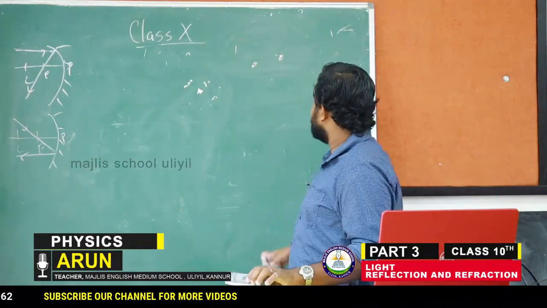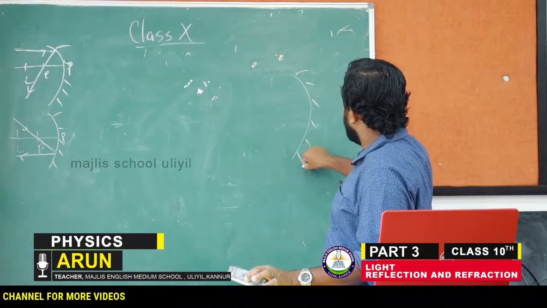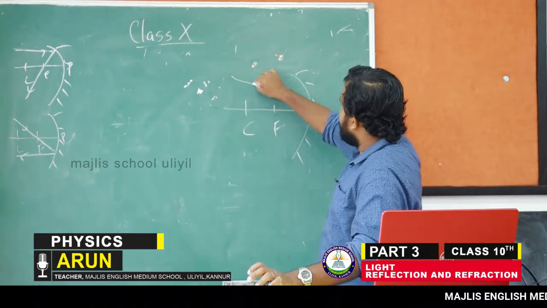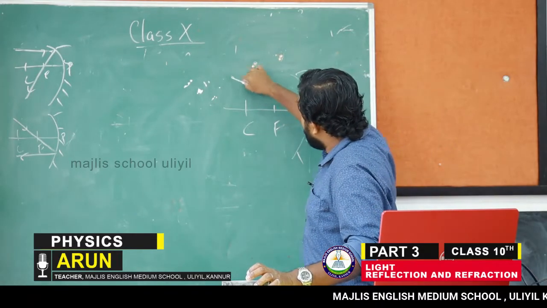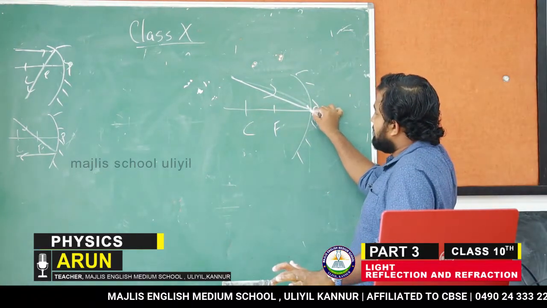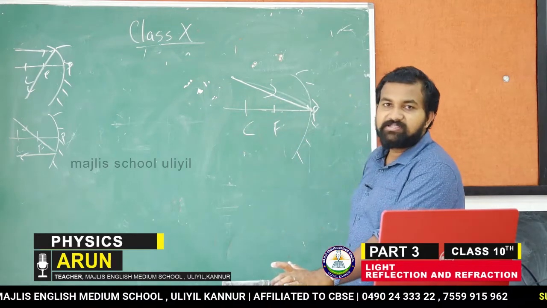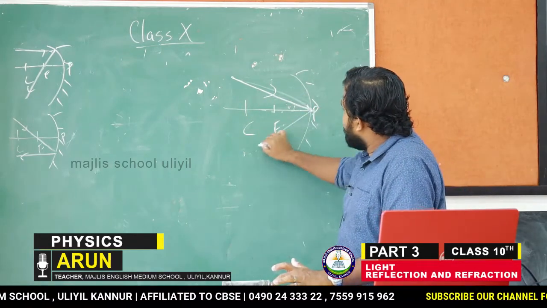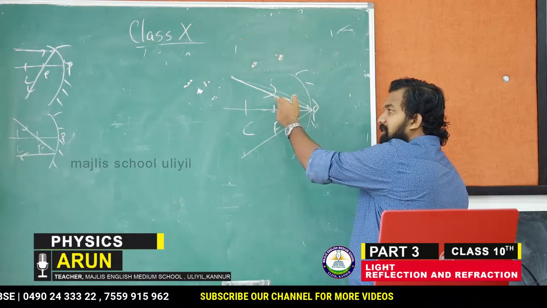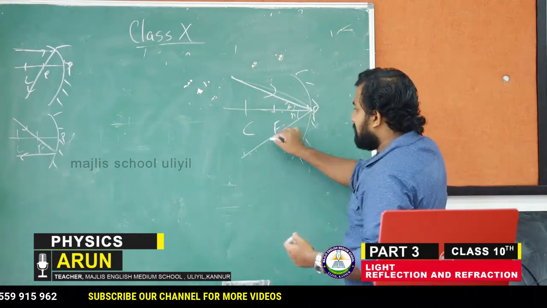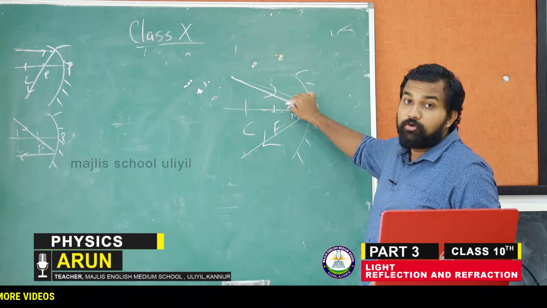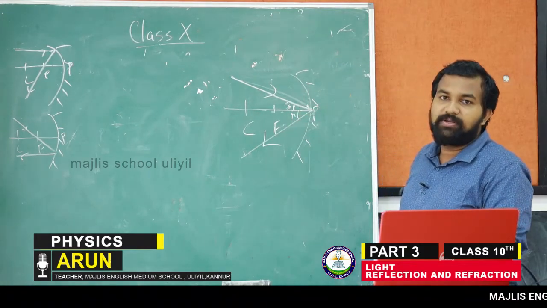Pole, focus, center of curvature. Whenever a ray is incident at the pole, at the point of incidence the 90-degree line, the normal, is the principal axis itself, isn't it? So it will make an equal angle with the principal axis. Whenever an incident ray is coming through the pole, it will make an equal angle with the principal axis, in order to follow the laws of reflection.